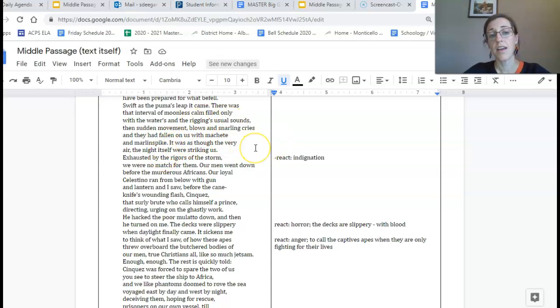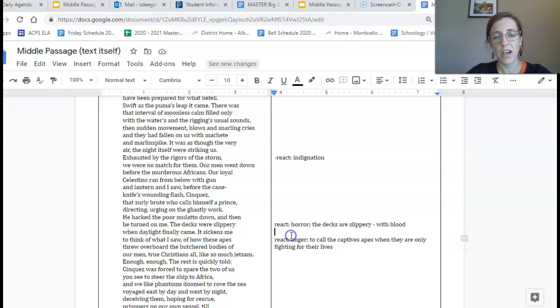He says here, exhausted by the rigors of the storm, we were no match for these Africans. And I'm indignant, because they've kept the Africans captive in a ship, below deck, in chains, without adequate food and water for many weeks. And they're the ones who are exhausted by the rigors of the storm? What, are the Africans well rested? So I feel myself indignant about that, and I think that's what Hayden is trying to do.